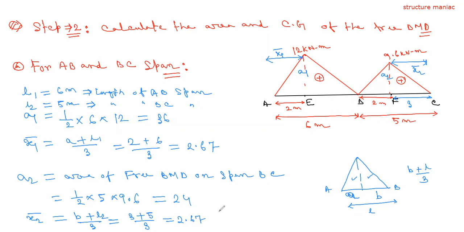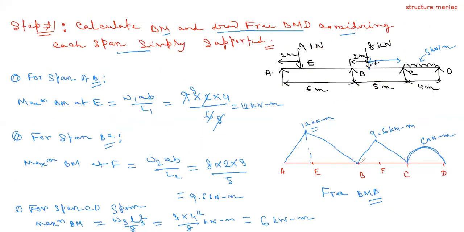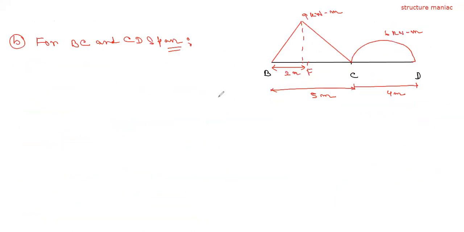Yes, 2.666. That we can consider 2.67. Okay. So for AB and BC span, we got all these values, which will be useful to apply Clapeyron's three moment theorem. Now we have to do the same thing for span BC and CD, because at a time two consecutive spans. So now for BC and CD span, I draw this diagram here separately.